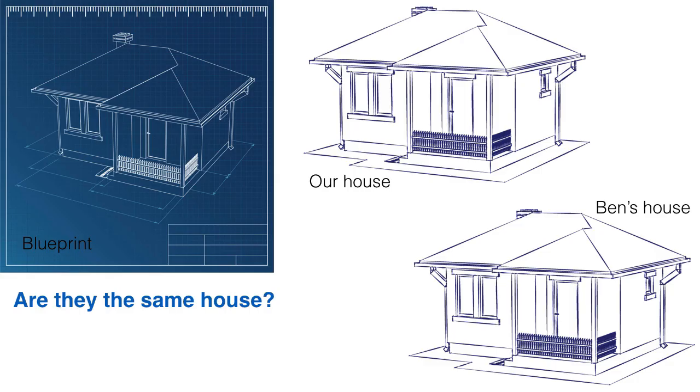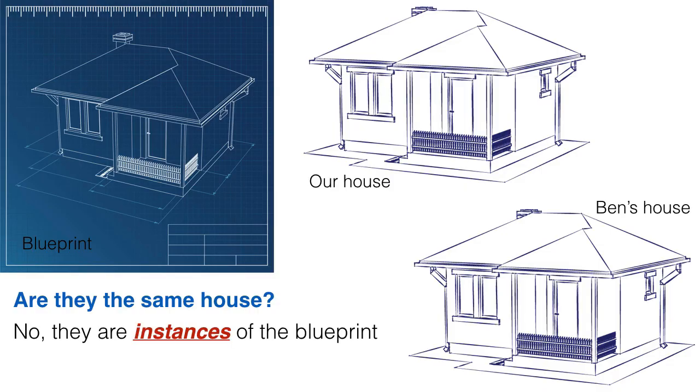But are they the same house? Is Ben's house the same as your house? I mean, if someone sends you mail, does it go to Ben's house? When you walk in your front door, are you walking into Ben's house? Is he walking into yours? No. They are instances of the blueprint. So when the architect came up with this blueprint, then the builder took the blueprint and he built this object, your house. Then he took that same blueprint and he went and built a different house, Ben's house. They are separate objects.